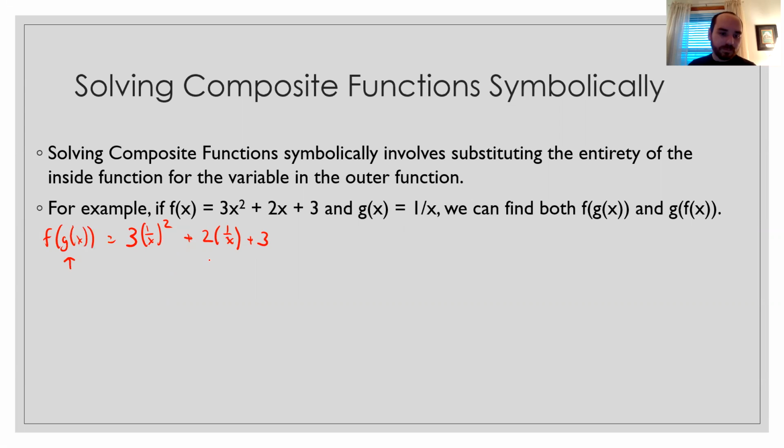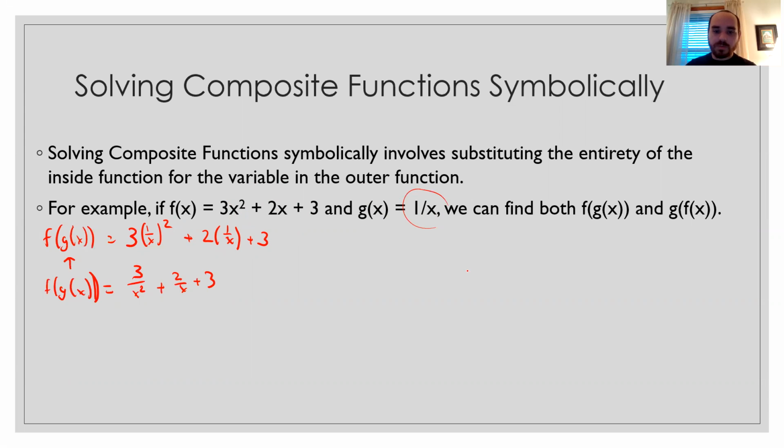Now we could solve this all out. Probably don't really want to, but basically you'd have 3 over x squared plus 2 over x plus 3. This is equal to f of g of x. So this is a simplified version. All I did was multiply these out, which isn't too bad. But all you did was take g of x, take this entire function, and plug it in wherever you see x.